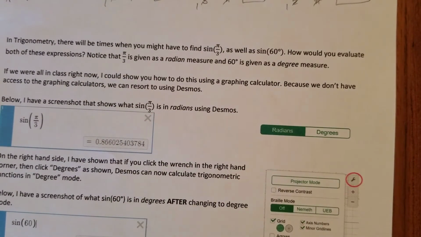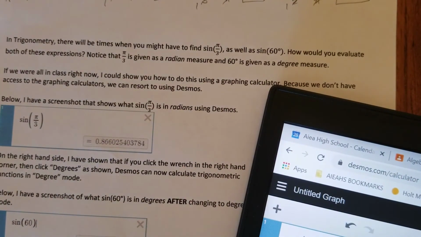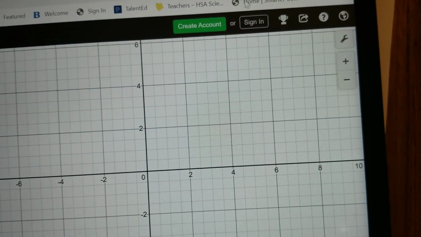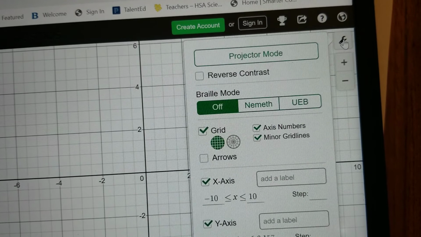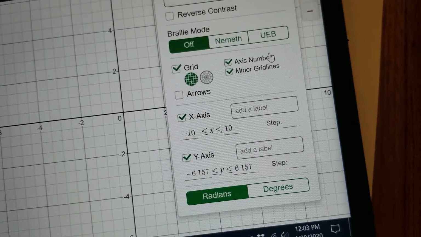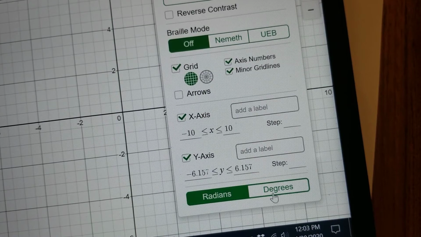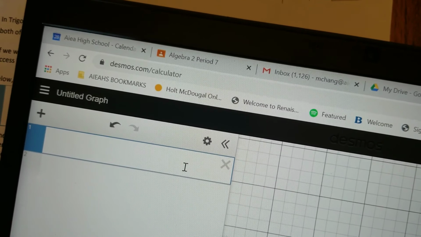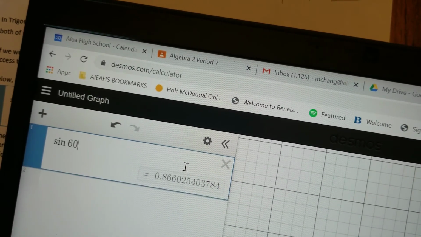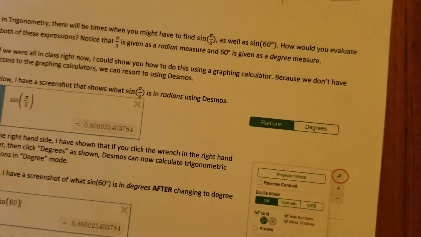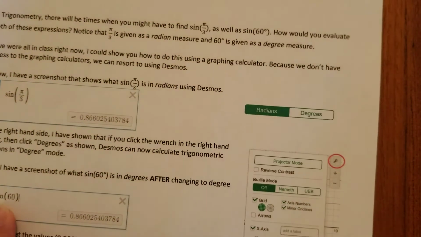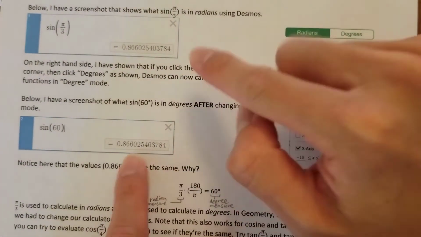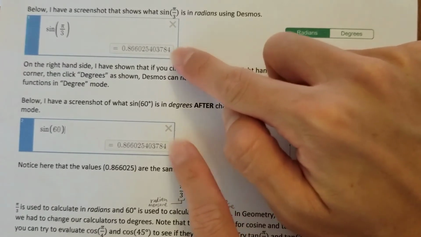Okay, now let's see what happens if I change it to degrees. If I change this option to degrees, I'm going to go all the way to the bottom and change this here to degrees, and then let's see what happens if I type in the other prompt. Let's see if I type in sine of 60. Notice here, sine of 60, after changing it to degrees, is going to be 0.866. And notice that these two values here are the same.